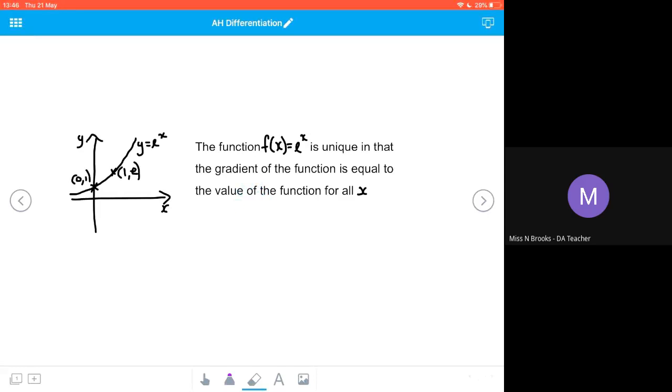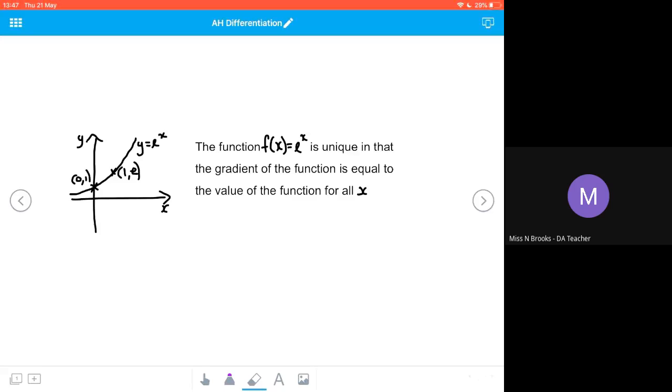So our exponential curve looks like this. It goes through the point (0, 1), and it goes through the point (1, e), where e is the base of our function. And the function f of x equals e to the x is unique in that the gradient of the function is equal to the value of the function for all values of x. So at every single point on that curve, if we take the gradient of that function, it will be equal to the f of x equals e to the x curve, so it will lie directly on top of it.